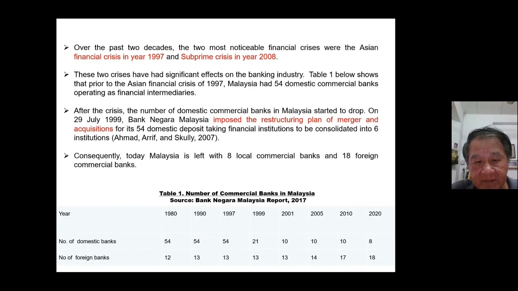And you can see the table here. For commercial banks in Malaysia, domestic banks reduced from 54 in 1980 to 8 banks in 2020. And for foreign banks, it increased from 12 banks to 18 in 2020.